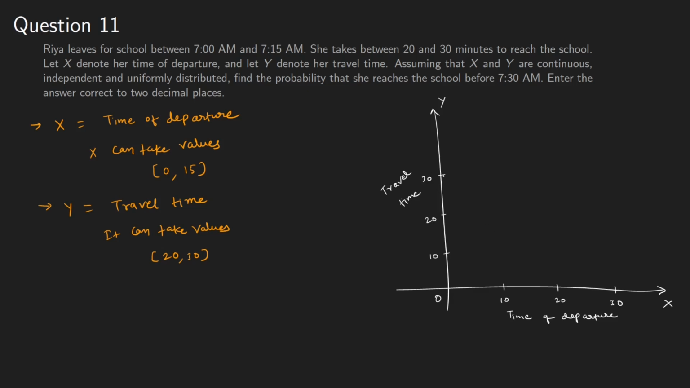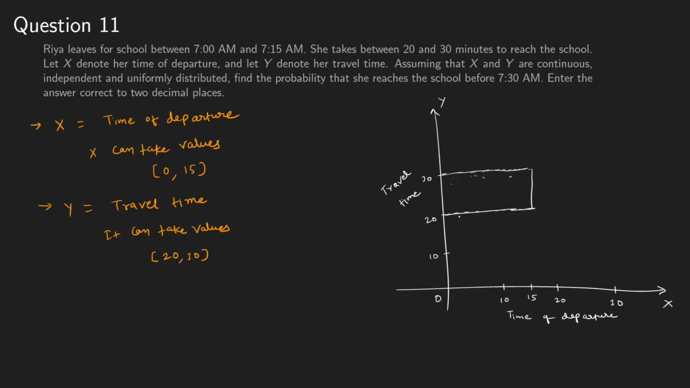So travel time will be between 20 and 30, and time of departure will be between 0 and 15 up to this point. Just for the sake of simplicity, up to here we have to go, 20 to 30, and we can go from 0 to this 15. So clearly this region represents the support, all of the values that x and y can take.